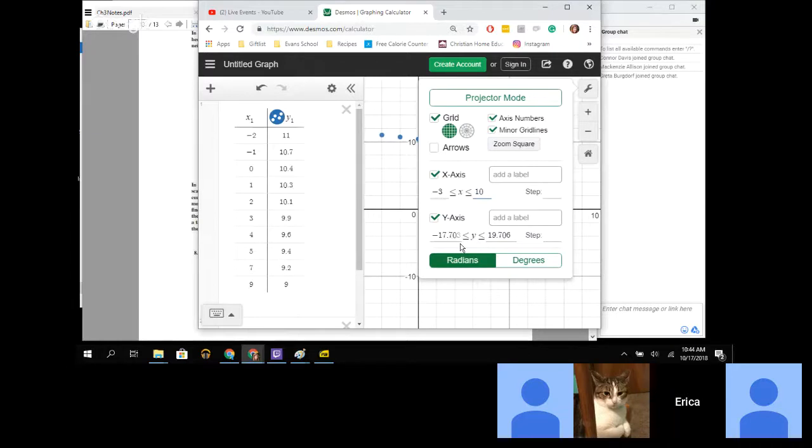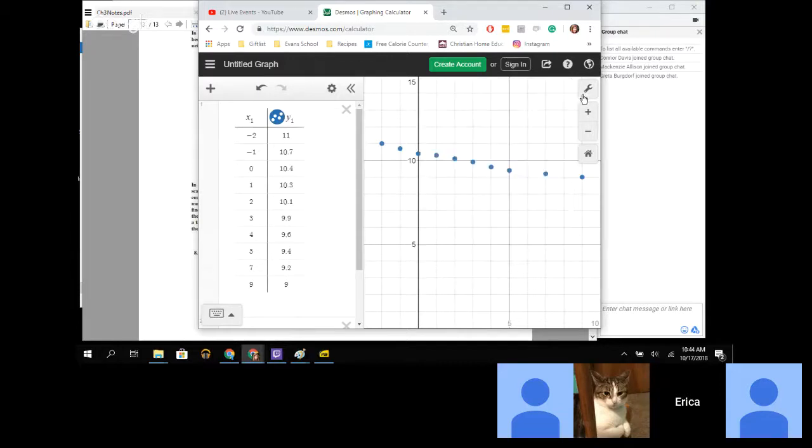Okay, and my y's, I'm definitely going to go from 0 to, sure, 15, something like that. All right, so what I was doing there is I was just resetting my x and my y axis to make my data look a little better. All right, so here's the data.